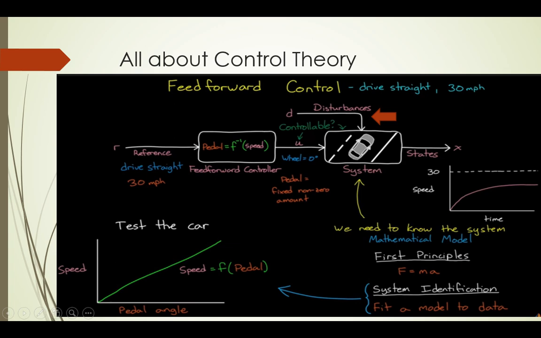This control works well unless we have disturbance in the system. For example, if we go uphill or downhill, or there are bumps, we are unable to handle this because we are not looking at the dynamics of the system. This is known as feed forward control.